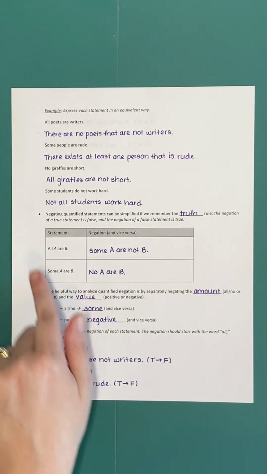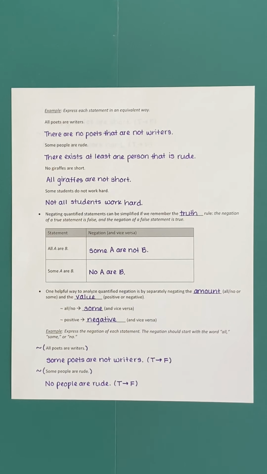Now, how do you remember these relationships? I don't want you to have to memorize something like a table. How are these relationships really structured when we take a statement and we negate it? What we're changing, if you notice, is two things. We're changing the amount, from an all-encompassing blanket statement to partial. And then we're changing the parity, the value. We're going from positive to negative.